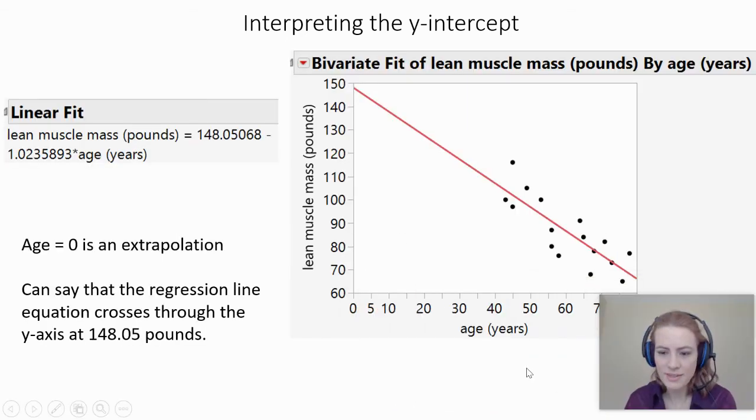Similarly, for the muscle mass, x equals 0 is an extrapolation. We certainly wouldn't expect a newborn baby to have a lean muscle mass of 148 pounds. So we would just say there that when x equals 0, the height of the regression line is about 148.